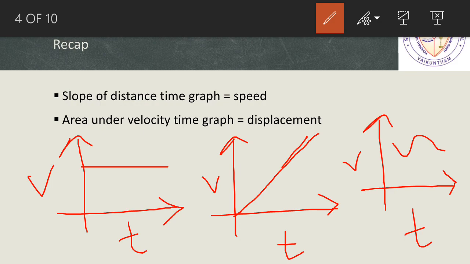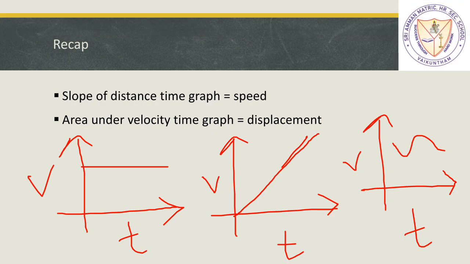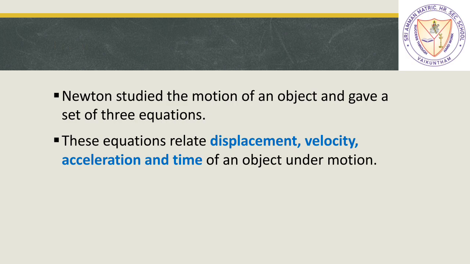Using all these things, we will be deriving, or learning, the equations of motion in a better way. Okay, moving on. These equations of motion were formulated by Newton. So what are these equations? What do we actually study under them? Newton studied the motion of an object and gave a set of 3 equations. There are 3 equations.